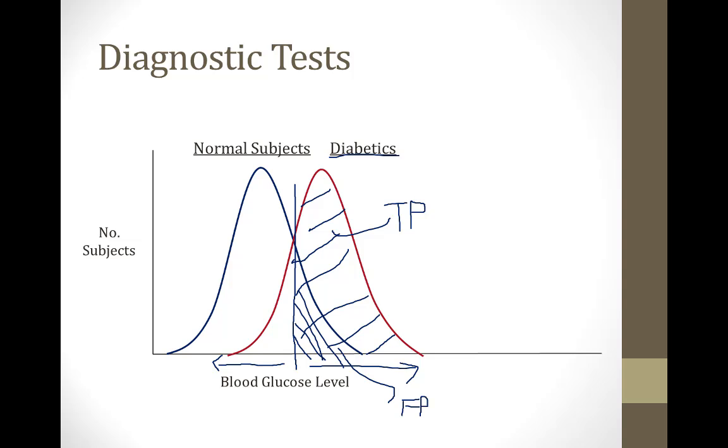We're also going to identify a number of normal subjects who fall below the cutoff point. So these are appropriately classified normal subjects. These are true negative patients. So all the people under the blue curve here that fall below the line, these are all going to be true negatives. And then finally, we're going to identify a fourth group, which are all these people under the red curve that fall below the cutoff point right here. All these people are going to be false negatives because the test is going to say they don't have diabetes, but in reality they do.